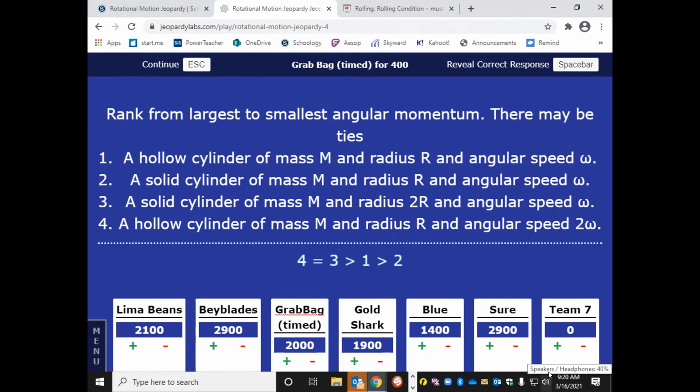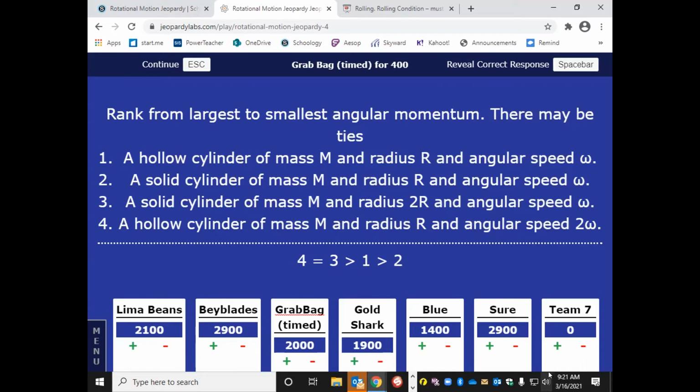This is what it should have been, right? Here is how we do that. So L is iota omega, right? Iota for a cylinder, a disk, is MR squared. So the first one has MR squared omega. That's the L, right? The second one is 1/2 MR squared omega. The third one is 1/2 M quantity 2R squared omega. So that means it's 1/2 M 4R squared omega, which is 2 MR squared omega. And if you do the fourth one, it's also 2 MR squared omega. So it's 4 equals 3 is greater than 1 is greater than 2.